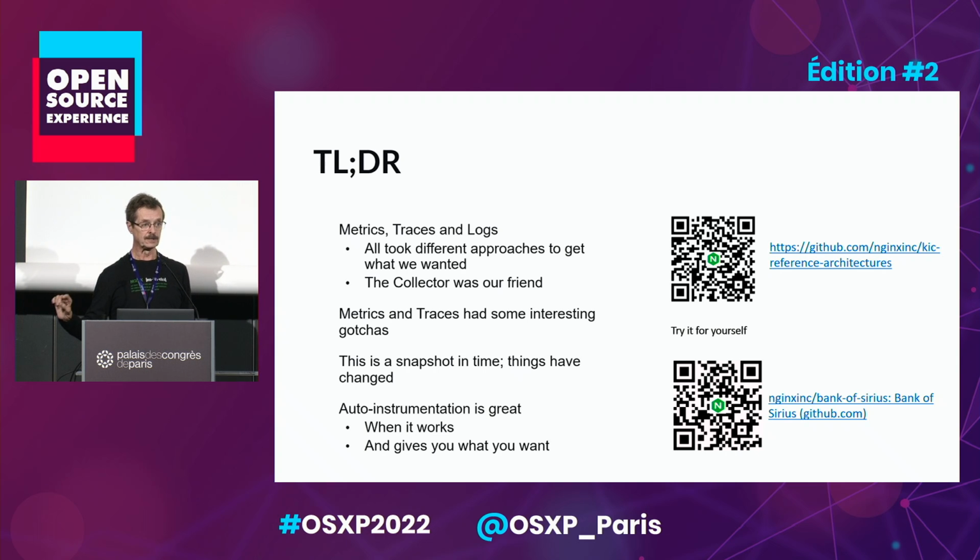It took all different approaches to get to what we wanted. And without the OpenTelemetry collector, it wouldn't have happened at all. We had some interesting gotchas when we looked at metrics and traces, partially driven by language choices and partially driven by framework choices. What I've just talked about is a snapshot in time. We're continually updating this. We're actually taking on a more advanced project to look at additional language structures here. And then finally, the caveat. Auto instrumentation works great, produces things when you want them, but will it give you what you want is a challenge that you have to look at each time.